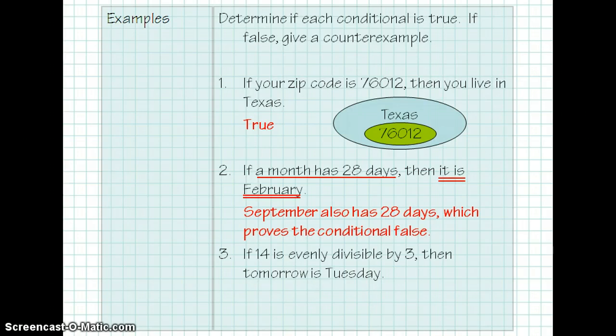Okay, number 3. If 14 is evenly divisible by 3, then tomorrow is Tuesday. This is one of those cases, again, why logic is a little bit weird sometimes. First off, let's look at my hypothesis here. My hypothesis is 14 is evenly divisible by 3. Since 14 is not evenly divisible by 3, it's 4 and 2/3, my hypothesis is false. So it doesn't matter whether tomorrow is Tuesday or not, this statement is considered true. Weird, but true.